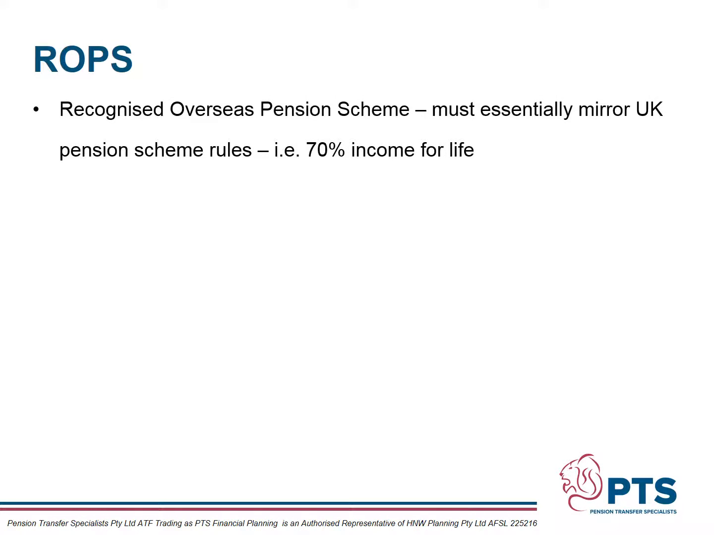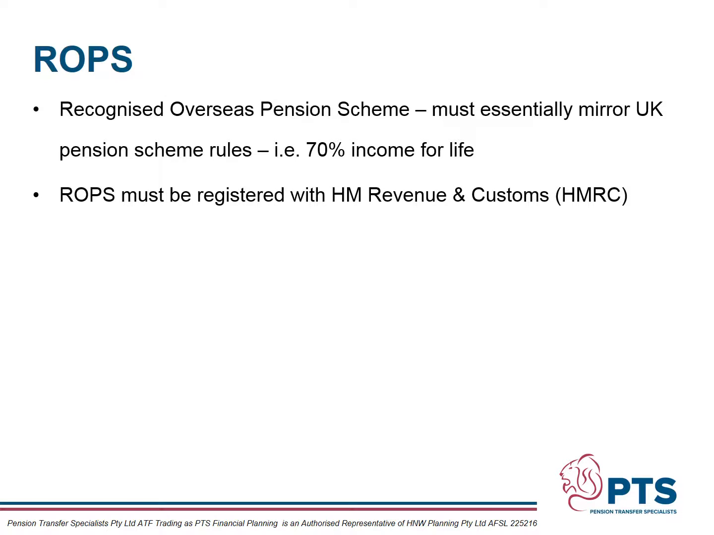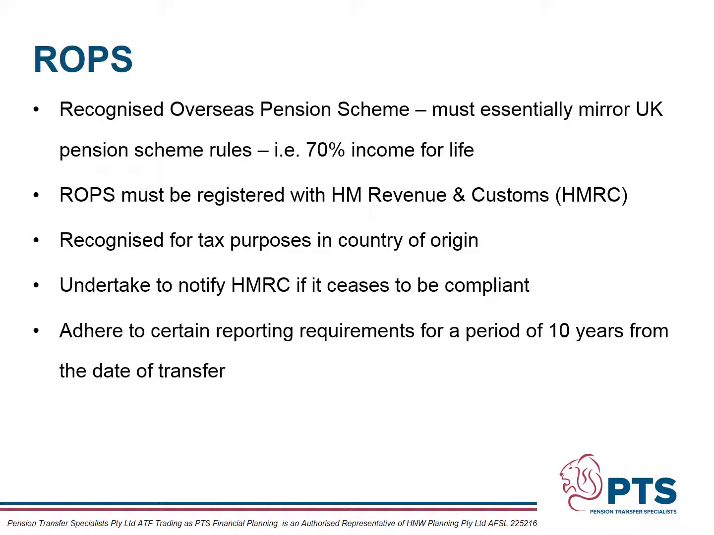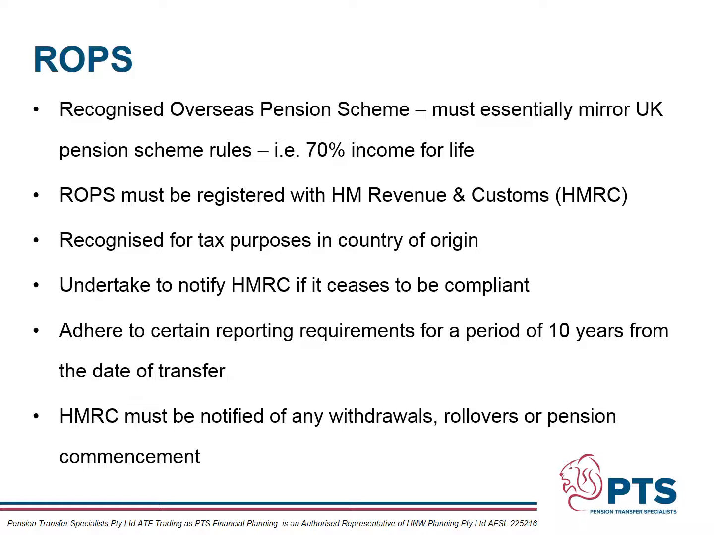ROPS must essentially mirror UK pension scheme rules, i.e. 70% must be retained for an income for life. ROPS must be registered with HM Revenue and Customs. It's recognised for tax purposes in the country of origin, and it must undertake to notify HMRC if it ceases to be compliant. It must adhere to the required reporting requirements for a period of 10 years from the date of transfer. HMRC must be notified of any withdrawals, rollovers or pension commencement.